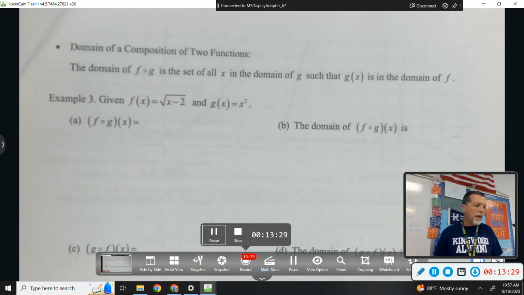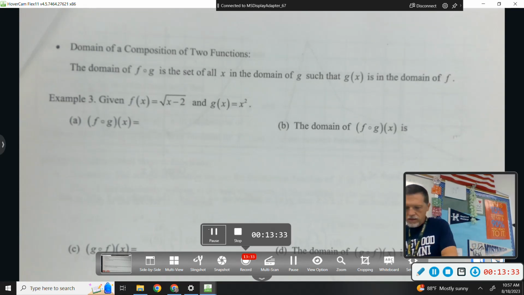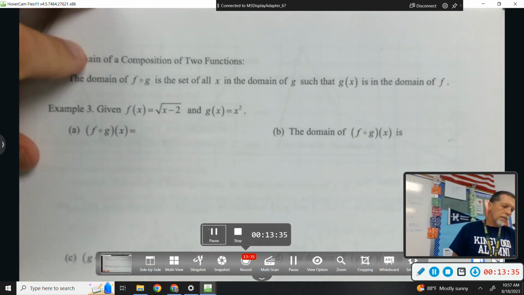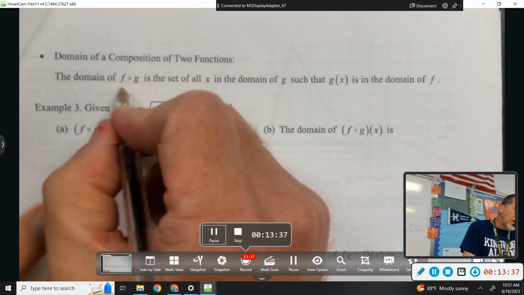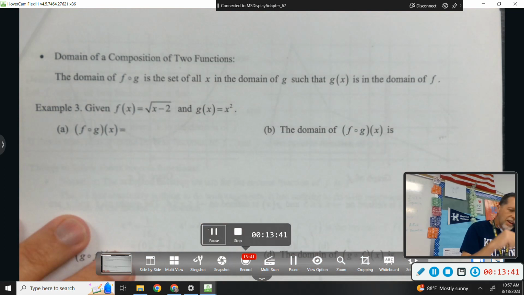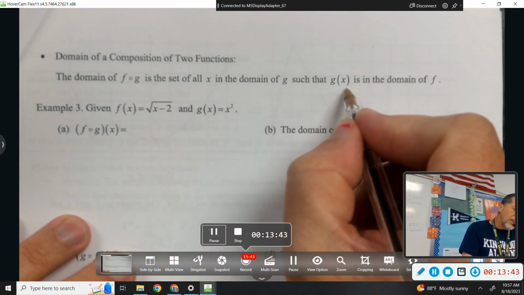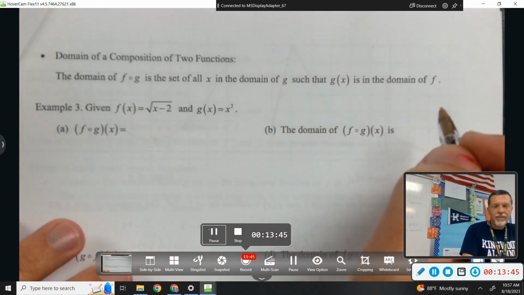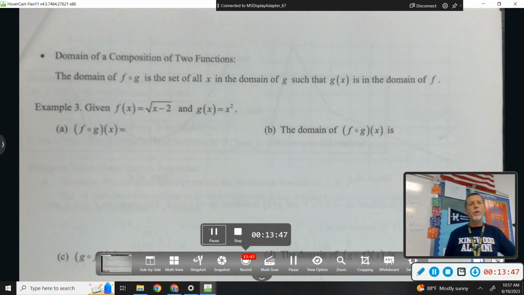All right, domain of the composition. The domain of f of g is the set of all x in the domain of g such that g of x is in the domain of f. I know, it's like, huh?